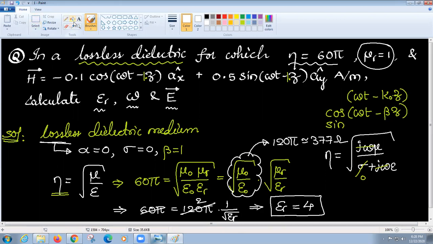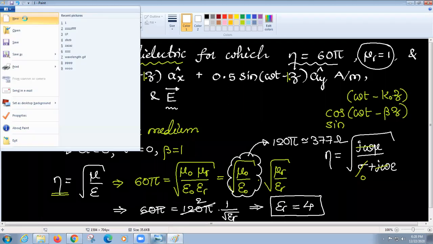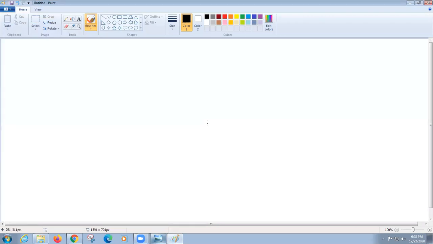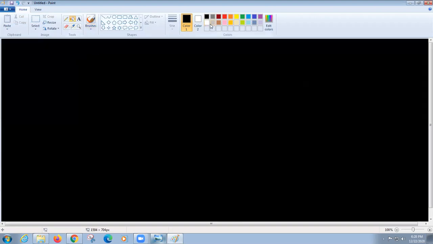Once you confirm this, let's go for the next one. The next parameter we are going to find now. We just obtained epsilon r equal to 4. Happy. Now, what next do we need to find? We need to find omega and also the electric field.